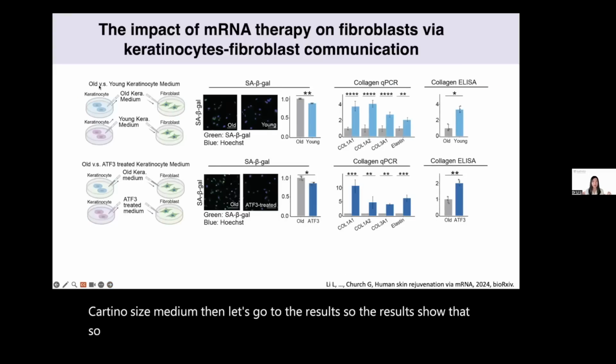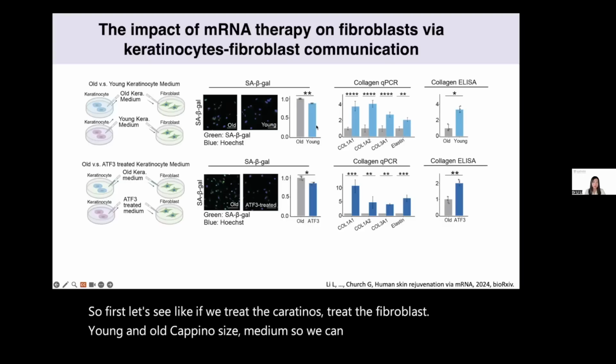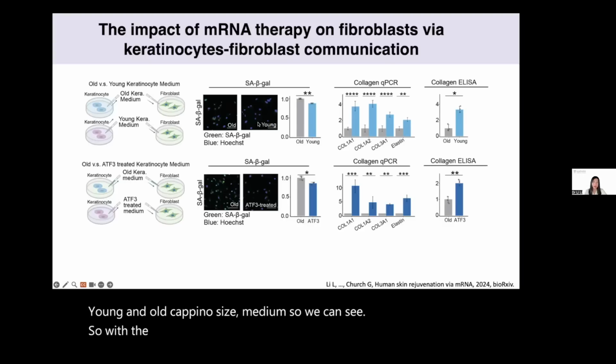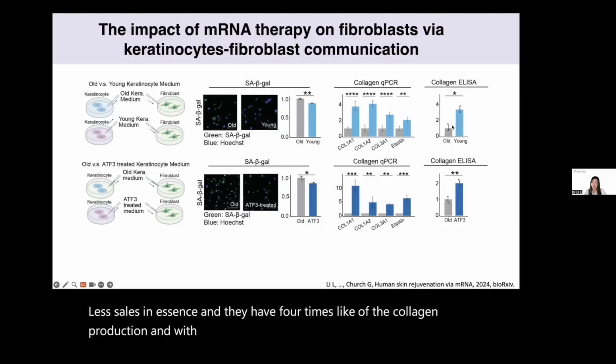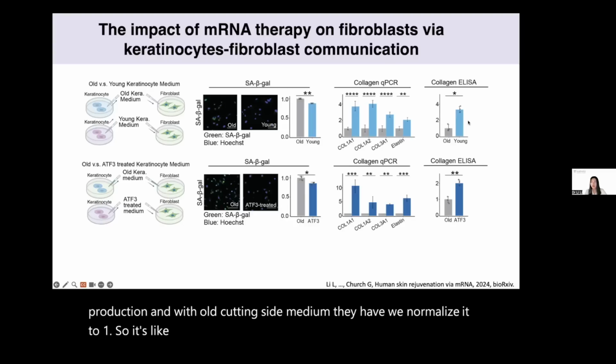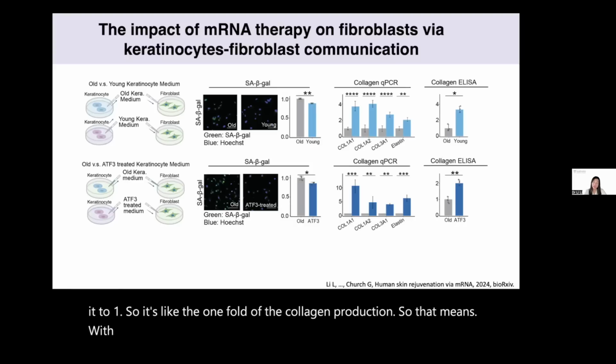So first, let's see if we treat the fibroblast with young and old keratinocyte medium. So we can see, with the young keratinocyte medium, actually they have less cell senescence, and they have four times of the collagen production. And with the old keratinocyte medium, we normalize it to 1, so it's the 1-fold of the collagen production. So that means with the young keratinocyte medium treated on the fibroblast, they have like 3 times of collagen production.